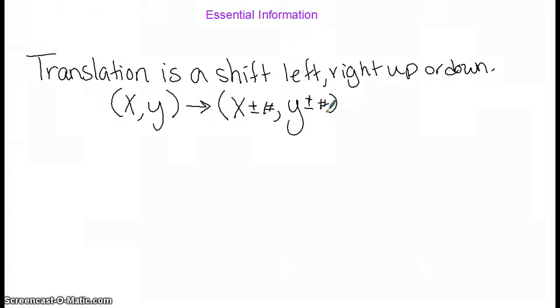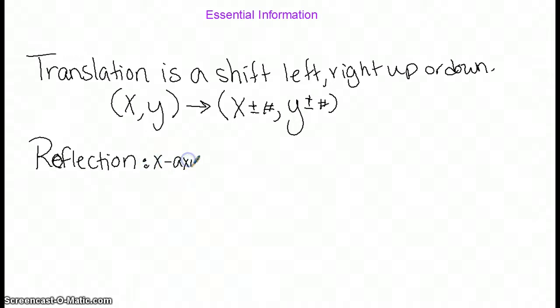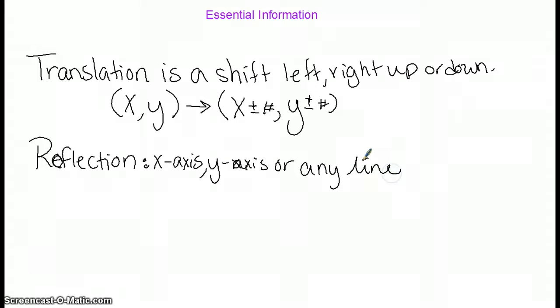The other transformation we learned about is a reflection. That can be over the x-axis, y-axis, or any line. We can use the folding method by folding across that line and tracing the shape onto the other side.